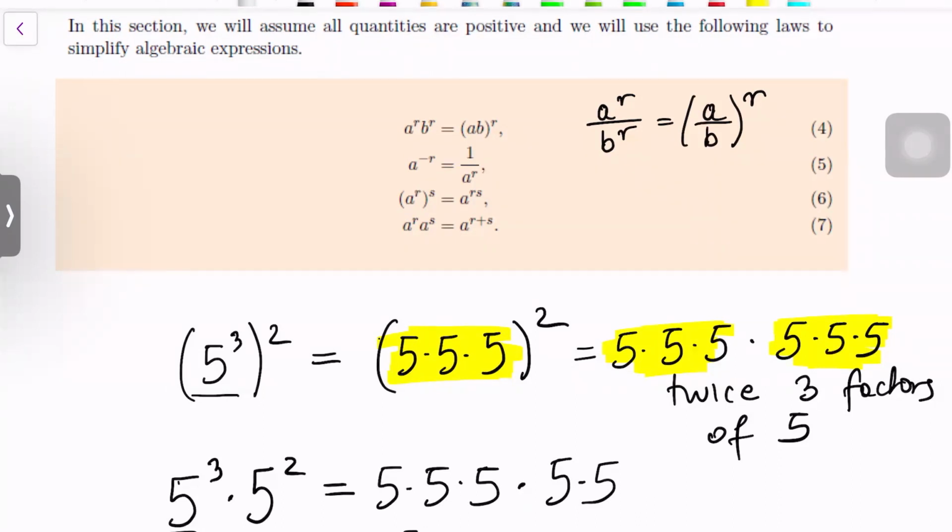So what we had to do now with the powers, we had to add them. Because all you need to really do is think, okay, how many total factors of 5 do I have, right? The first power told me I had 3 factors of 5. This told me I had 2 factors of 5, so combined I have 5 factors of 5. So the last rule, this one, is the one I just discussed. If you have the same base with different powers, then you're going to add the powers when you multiply them, okay?